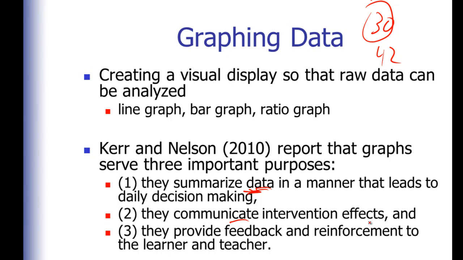And then this, communicate intervention effects. The intervention is what you were doing, what method, to find the ones that were more successful. This is huge, and your success is how do you know what's working unless you have some way to compare data. And then this, feedback and reinforcement to the learner and the teacher, you. I used to let my students do their graphing, let them put the points on if they were making progress, especially on math facts, on math like that.